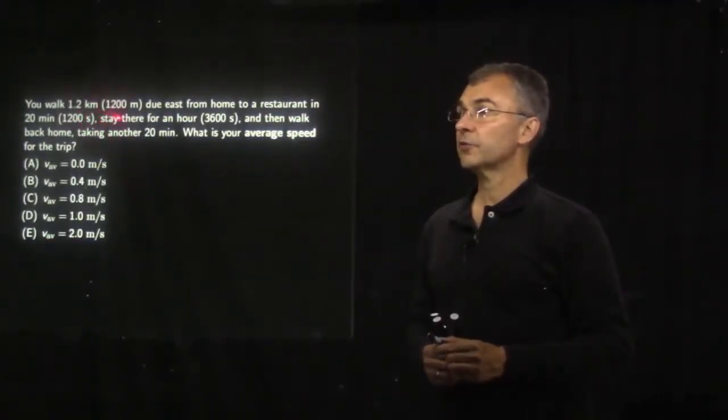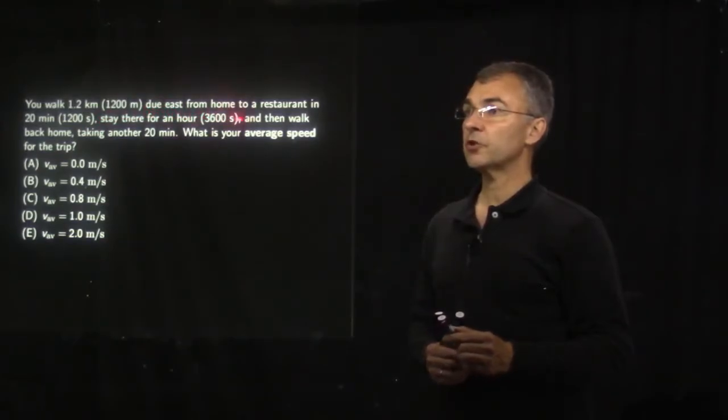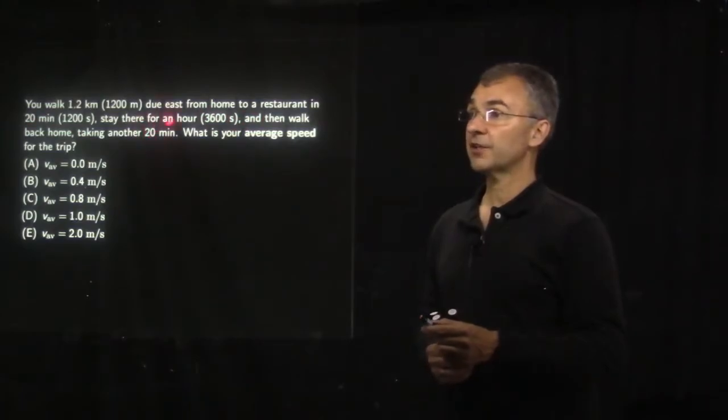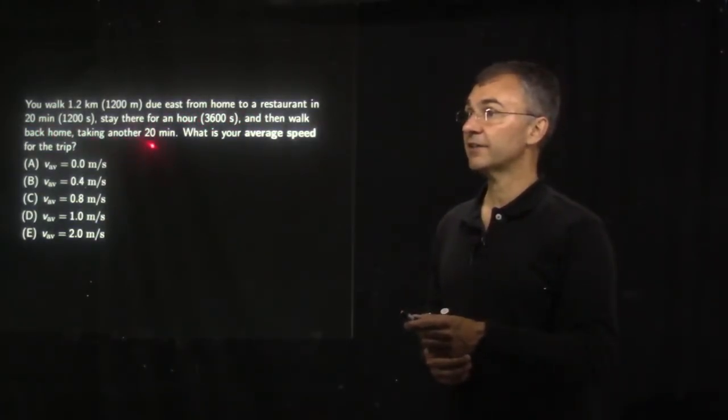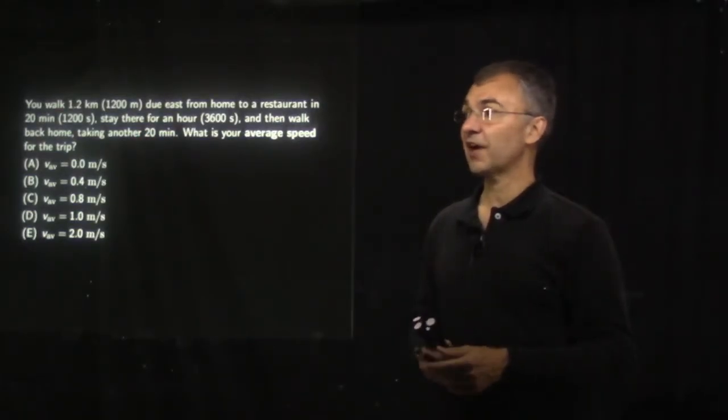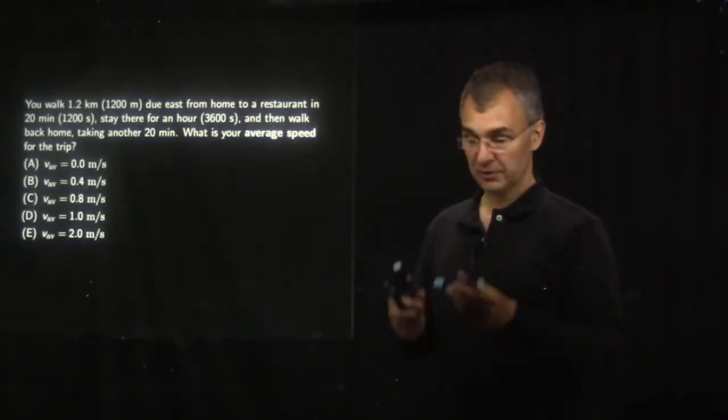You walk 1,200 meters due east from home to a restaurant in 1,200 seconds. You stay there for 3,600 seconds, and then you walk back home, taking another 1,200 seconds. What is your average speed for the trip?